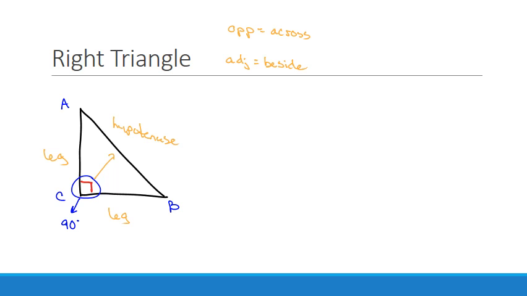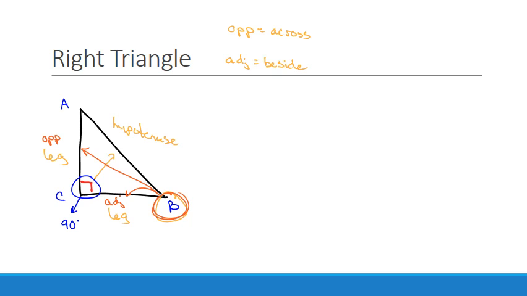Now, what we're going to be doing, I'm going to pick another color here. Let's go orange. You're going to be naming things opposite leg or adjacent leg based on the angle you're starting from. So from angle B here, I would call this leg over here the opposite leg because it's across the triangle, and I would call this leg here the adjacent leg.